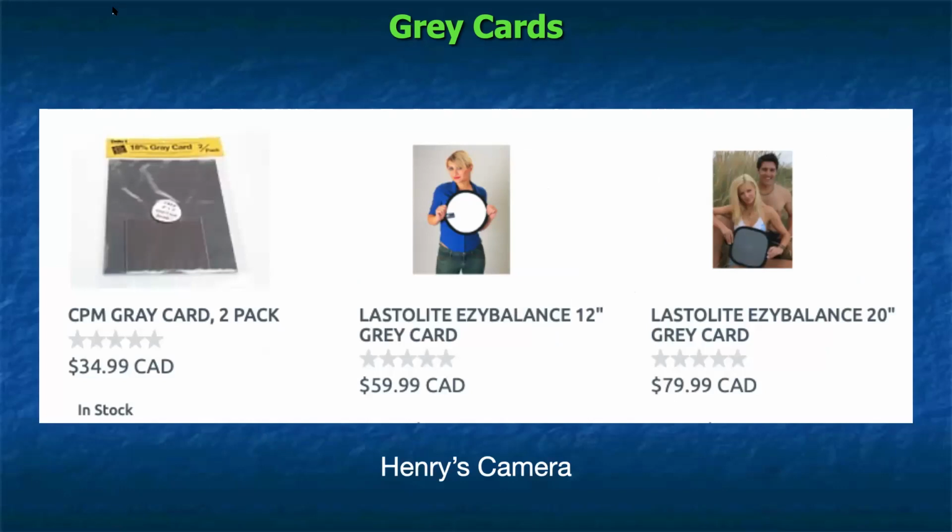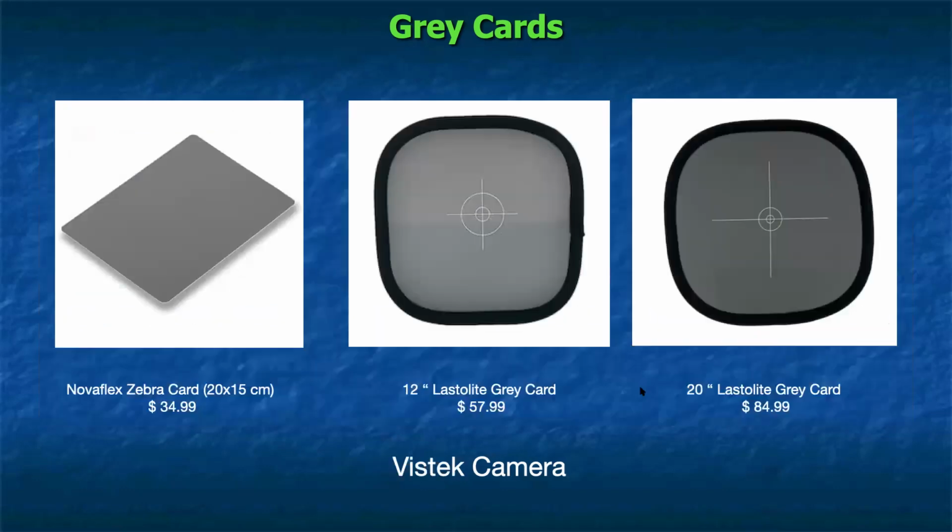Henry's sells gray card as well, a bit pricier than Amazon. The Kodak gray card, they come in a 2-pack. This is a CMP gray card, 2-pack, and it's $35. The Lastolite Easy Balance 12-inch, $60. That's expensive, but that's the going rate. That's the prices that they go for. And a slightly bigger one, 20-inch, is $80.